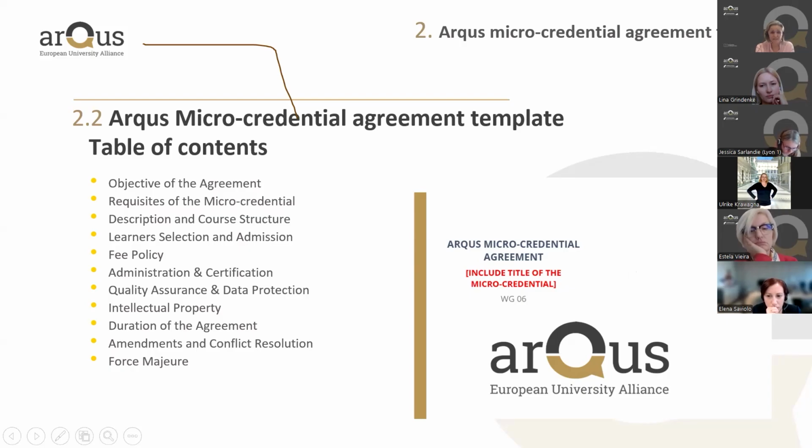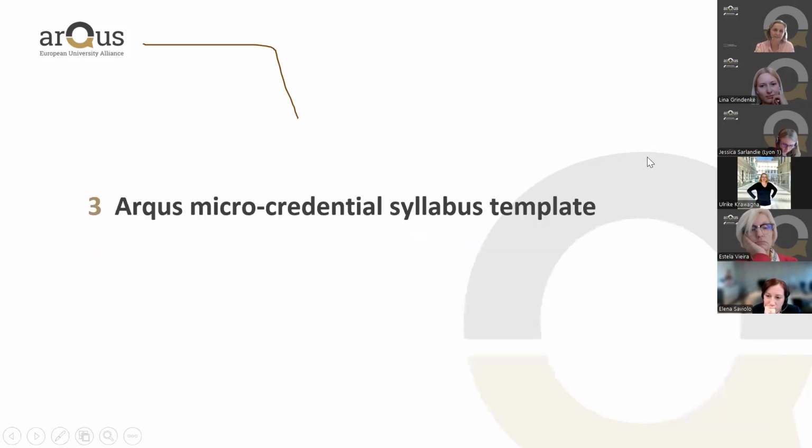Now I have finished. It sounded like very much, but I assure you the whole agreement has only 4 pages. And you can always ask your local micro-credential coordinator for support and help. You're very warmly welcome to do that. And now I pass back to my colleagues. Thank you.